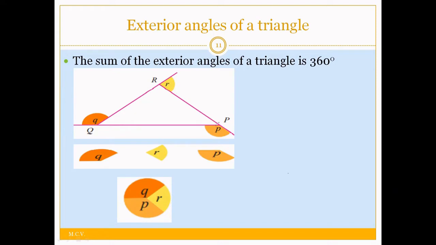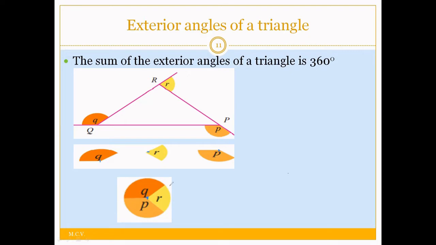Now, using a scissor, separate those 3 exterior angles, R, P and Q. Separate them. Now, place the vertices of the angles together. This is the meeting point of the 3 vertices. Then you can see that you can complete all the angles around this vertex.